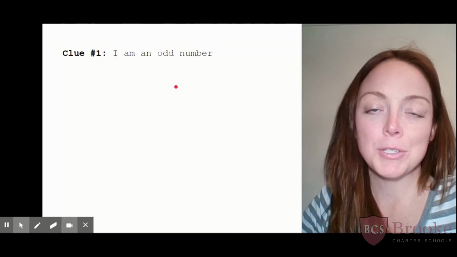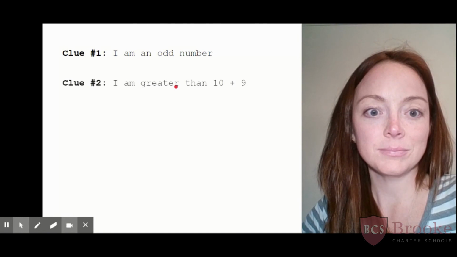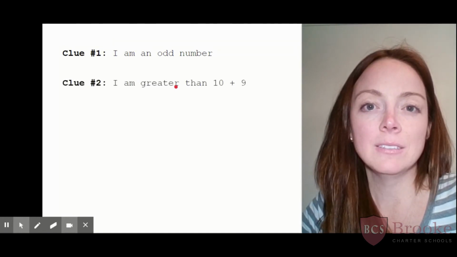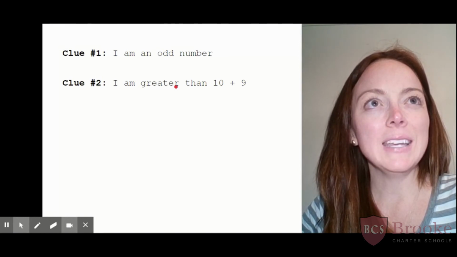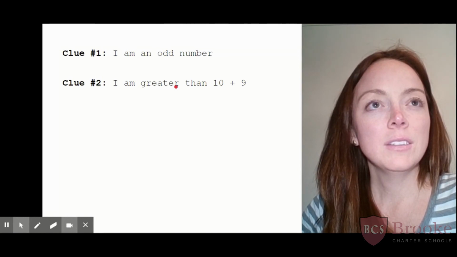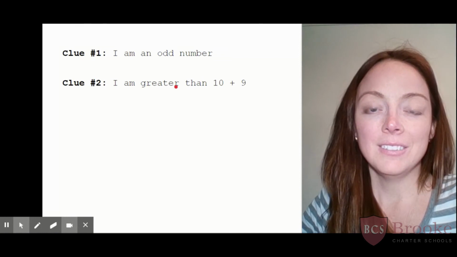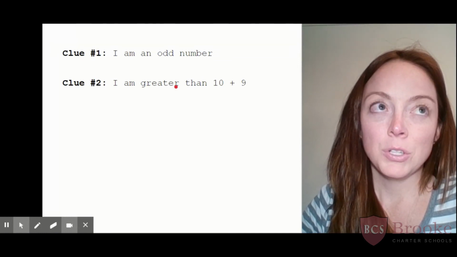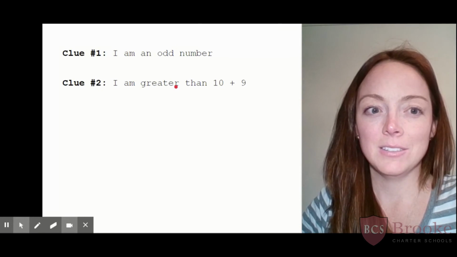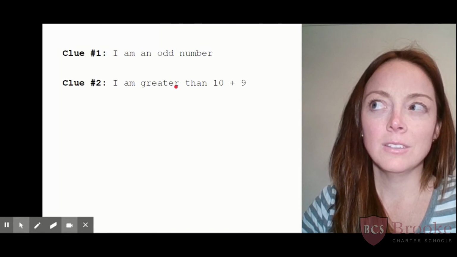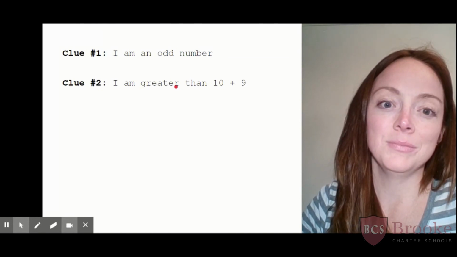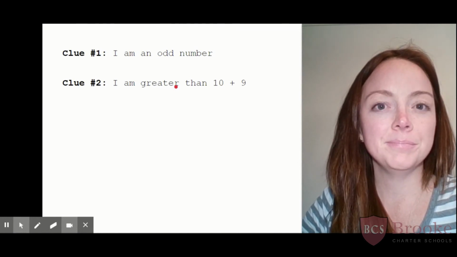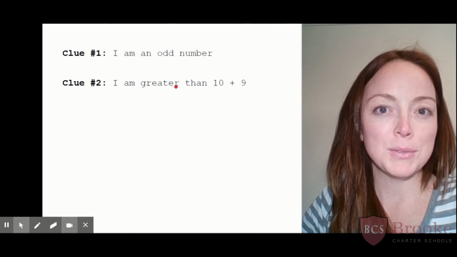Let's take a look at clue number 2. I am greater than 10 plus 9. What's 10 plus 9 again? Oh yeah, 19. So it's an odd number greater than 19. What does greater mean? That's right, bigger. It's bigger than 19 and an odd number. I think I need more clues.